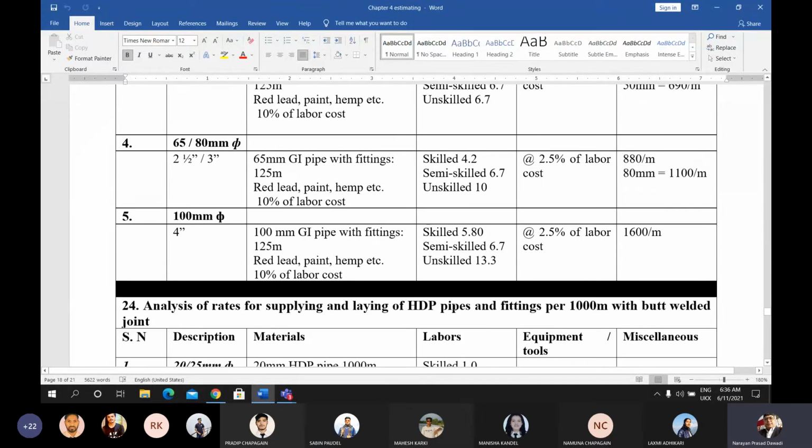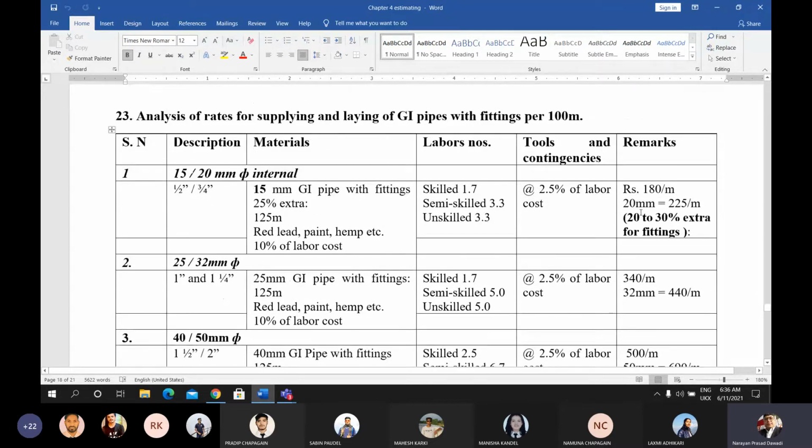Now you can do rate analysis by yourself after knowing these materials, manpower, and the equipment. The rate of the pipe per meter is provided in the remark column. You have to provide 20 to 30% extra. You may take 20% extra, or you may take up to 30% extra. You can provide it here.